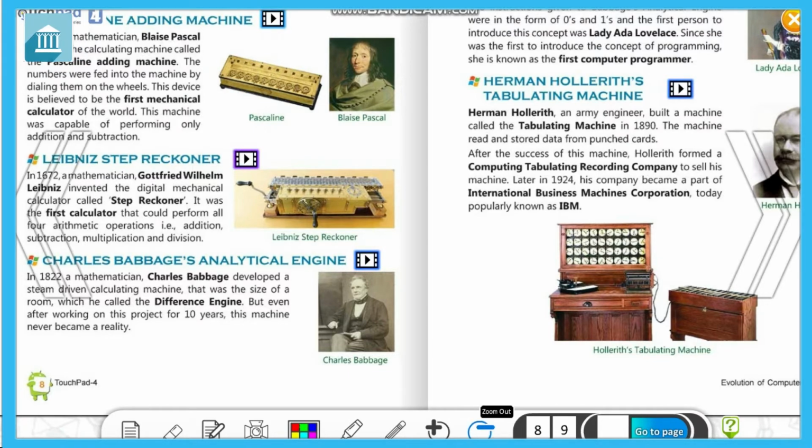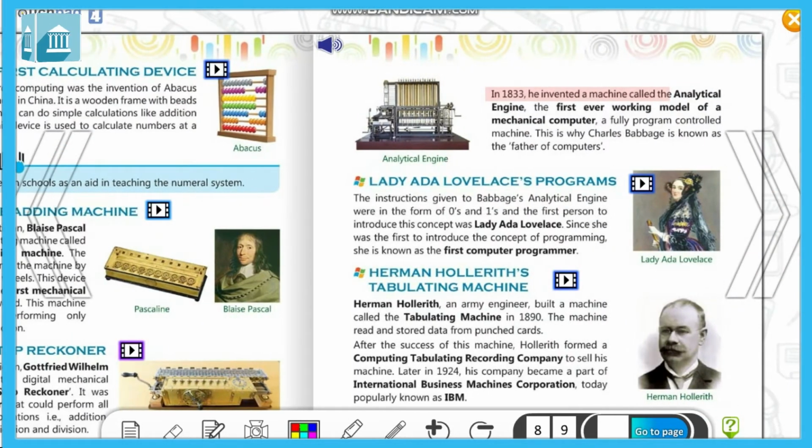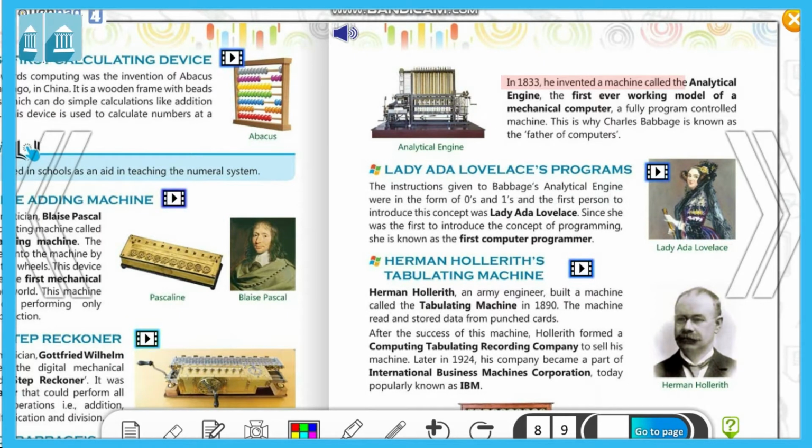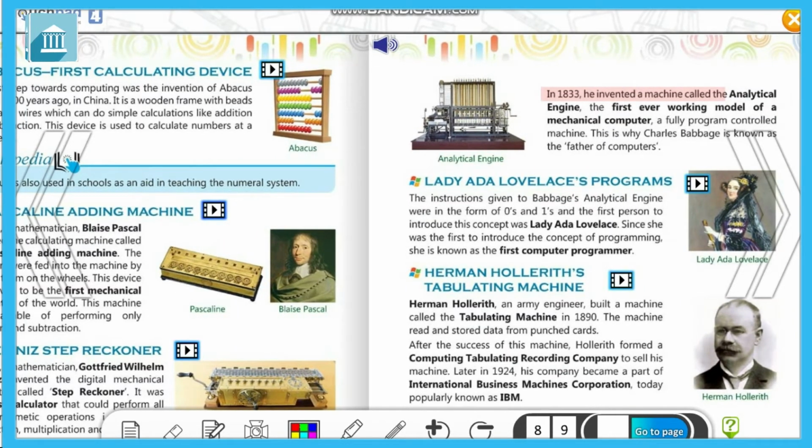And he invented another machine in the year 1833. He invented a machine called the analytical engine, the first ever working model of a mechanical computer. Here you can underline this, that the first working model of the computer is the analytical engine. The analytical engine was invented by Charles Babbage. You all know that. And Charles Babbage is also known as the father of computers.